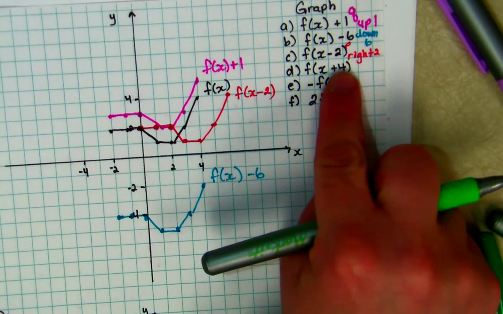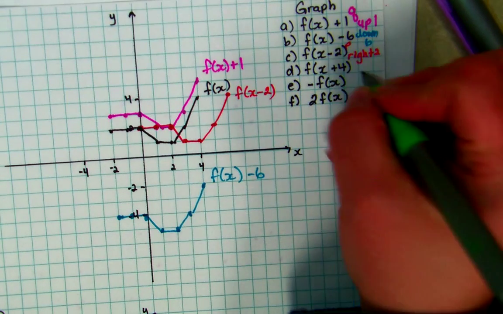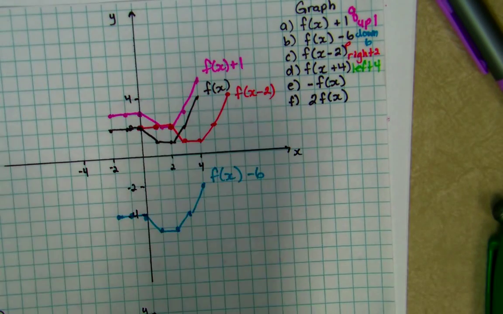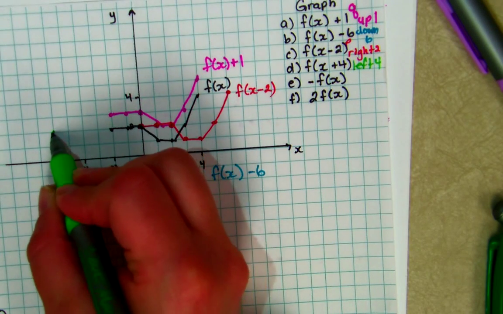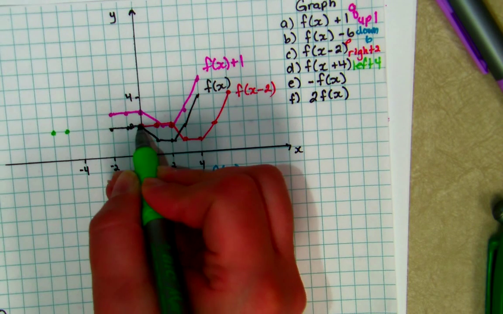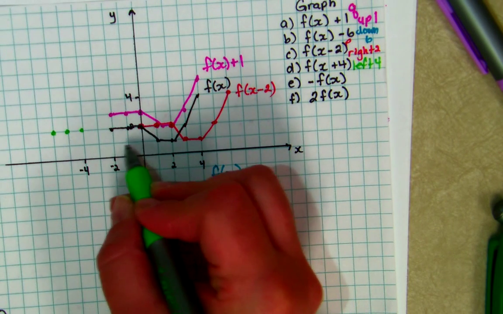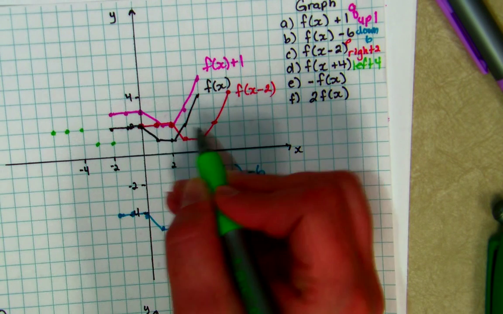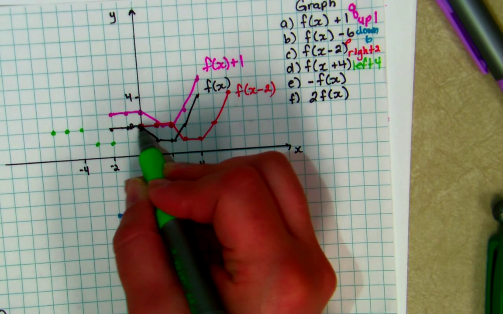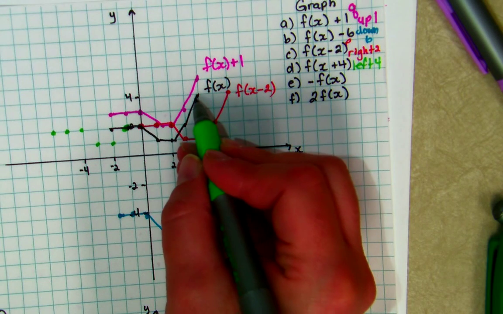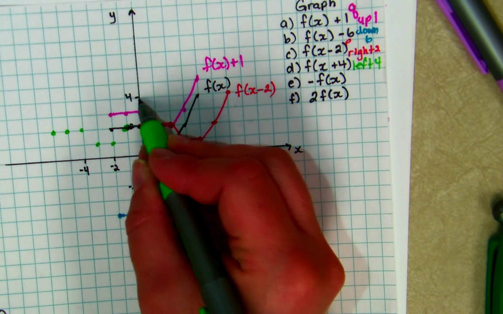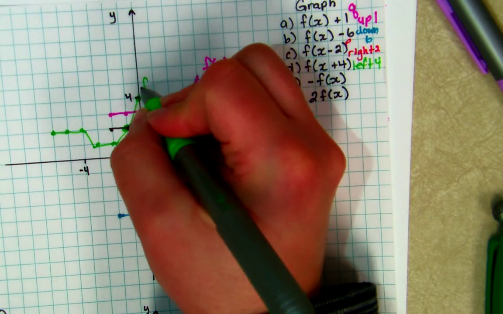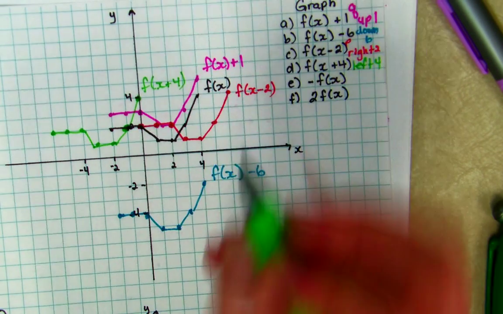So now f(x + 4) means I'm going to move every point left 4. So I'm going to go back to the original and just count each point left 4. And you can see where different colors help you get more than one graph on an axis, because you can still make out what's happening. So this is f(x + 4).